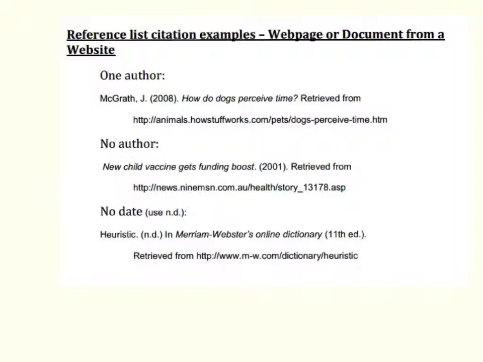Now this last slide shows you how to do your reference list. So this would be your bibliography. And again, I've only put in here a web page or document from a website because the majority of students are going to those types of sources for their information. But it shows you when you have one author right here, what that citation is going to look like. If you have no author, there's nobody's name attached to the article, then it's just the title at the top of the web page. So we have New Child Vaccine Gets Funding Boost.